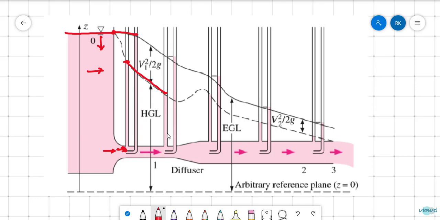And what about this velocity head? So if we consider total head, the velocity also remains constant, but p by w plus v square by 2g, this remains constant, but there is also pressure head. As the pressure head decreases, this total head also decreases up to this point. So the energy gradient line will be in this way.